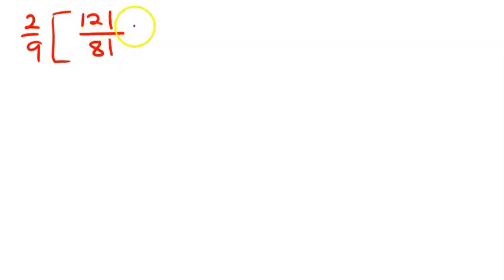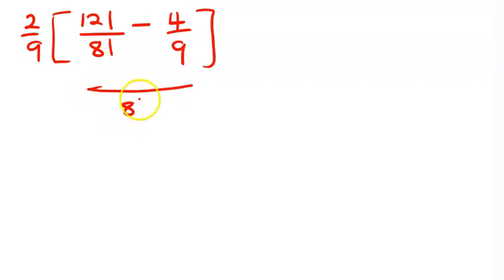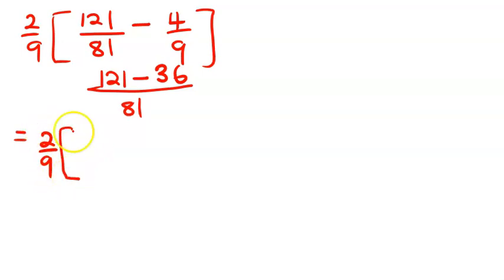So let's simplify further. So we have 2 over 9 into bracket. 11 squared is 121 over 9 squared is 81. And this one, 2 times 2 will be 4 over 9. We can find the LCM. The LCM is 81. 81 into 81 will be 1, so we have 121 here. Minus, 9 into 81 is 1, so 9 times 4 is 36. So we have 2 over 9 times 121 minus 36, which is 85 over 81.